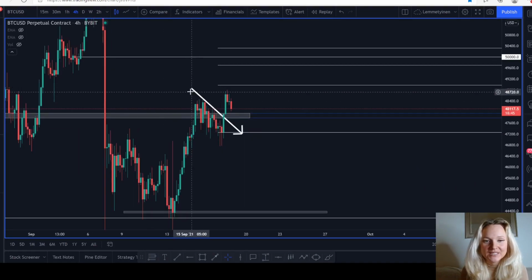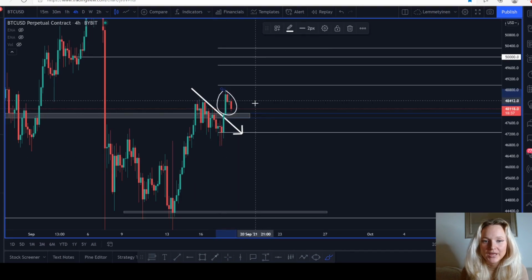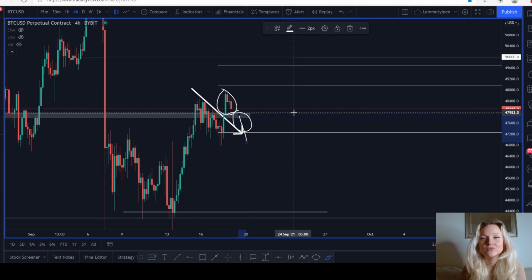Since yesterday we did have this triangle on Bitcoin that we did break to the upside. Right now, obviously what we want to see is when this pullback is over, if it's going to stop right at the Fibonacci levels or if it will continue back down. I need to find my entries on the lower time frames.